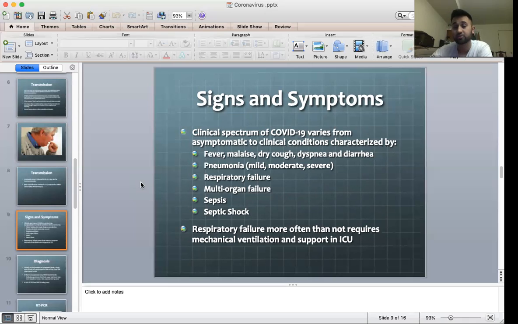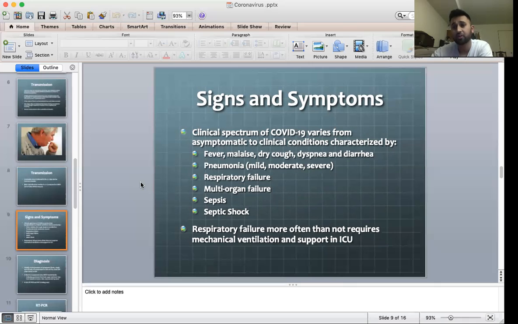So because there's no current treatment going on, the only thing is supportive measures. So that's what you can do. If someone actually gets into respiratory failure, they're probably going to need mechanical ventilation, and they probably need to be admitted to ICU.